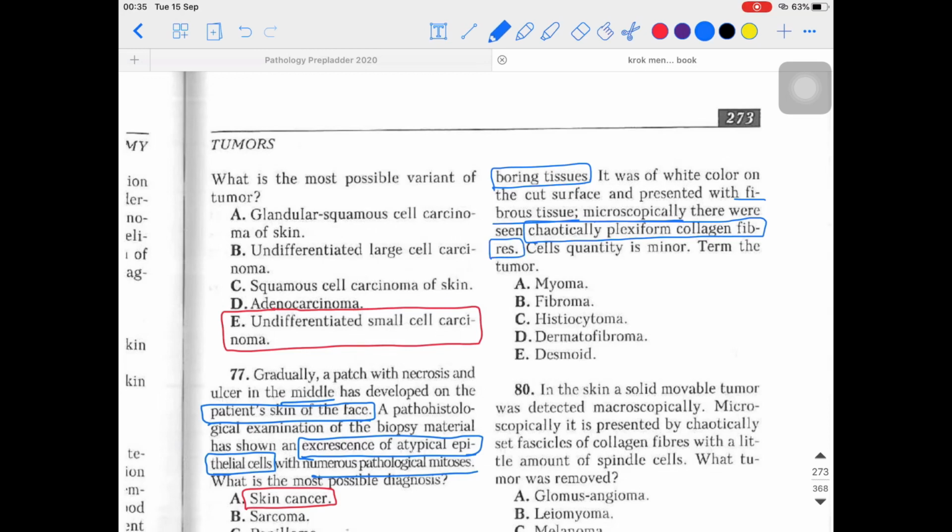Now, what are chaotically plexiform collagen fibers? It means these collagen fibers are arranged haphazardly. So cell quantity is minor. Name the tumor here. So look, what kind of tumor are they talking about? Actually, they are talking about the fibroma here. Now, how can we reach the diagnosis that this tumor is fibroma?